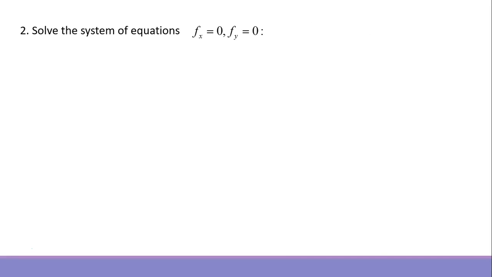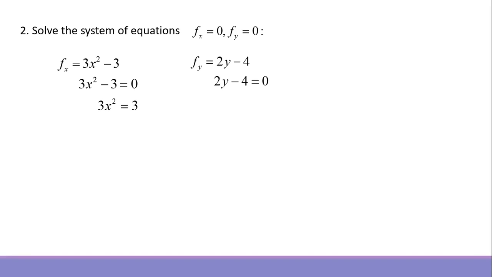Now we'll have to solve the system of equations that we get when we set each of our first partial derivatives equal to 0. And in this case, this is actually a little bit easier, because you'll notice both of these equations only have one variable. So we don't have to solve this with elimination or substitution. We can simply solve each of the equations separately.